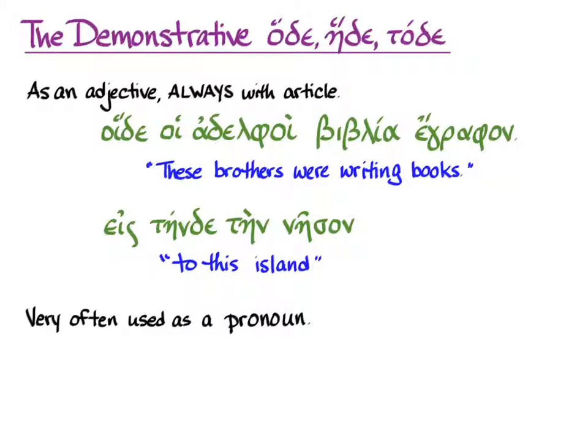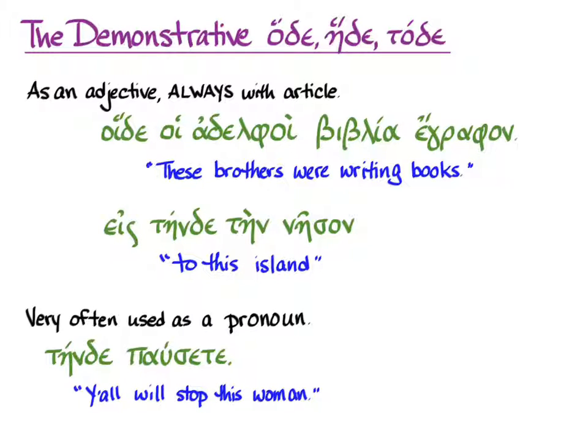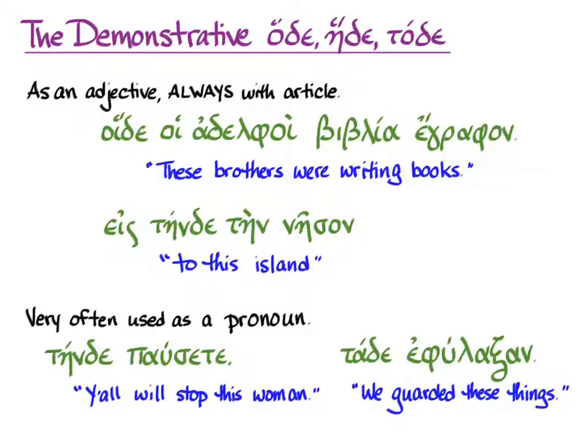Hode, hede, tode is also very often used as a pronoun, in other words, without a noun, but referring to or replacing other nouns. So tēnde pausete means y'all will stop this woman. If there's nothing for the pronoun to refer back to, you use woman for singular feminine, women for plural feminine, man for singular masculine, men for plural masculine, and thing or things for the neuter. But very often, hode, hede, tode is going to be referring back to another noun in one of the three Greek genders, in which case you need to keep aware of how English would refer to that antecedent, which isn't always sounding feminine or masculine in English. Another example with hode, hede, tode used as a pronoun, tade ephulaxan, we guarded these things.